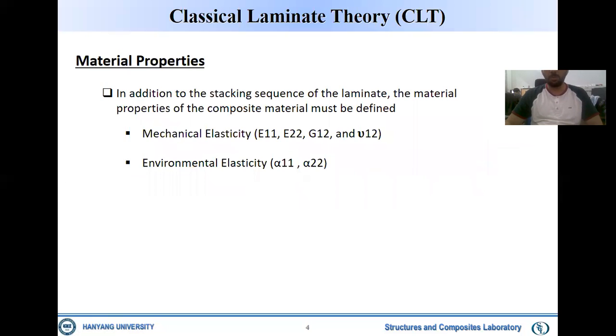So next, we need to define the material properties. In addition to the stacking sequence of the laminate, the material properties of the composite material must be defined. These composite properties are mechanical elasticity and environmental elasticity. Mechanical elasticity includes the Young's moduli E1 and E2, the shear modulus G12, and the Poisson ratio, and the thermal coefficients alpha 1 1 and alpha 2 2. The moduli and Poisson ratio can be determined directly from mechanical testing or using micromechanics theory.